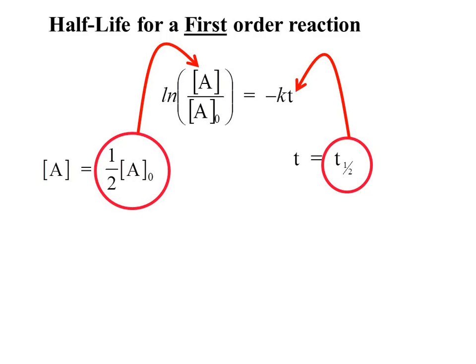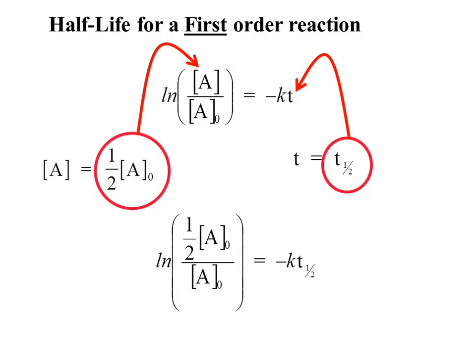Okay. So basically here in a minute, instead of A in the numerator, you're going to see A0. You can already see that my A0s are going to cancel. So this is just specific for first order. Okay, so my A0s cancel, kind of cleaning things up. So I end up with the natural log of 1/2, this is for first order reactions, is equal to negative k times the half-life time.